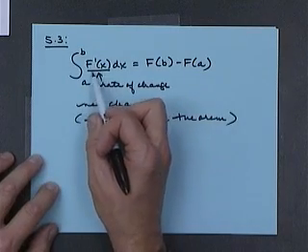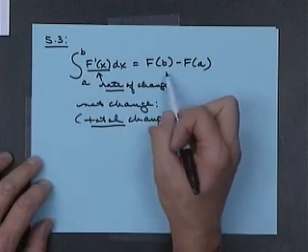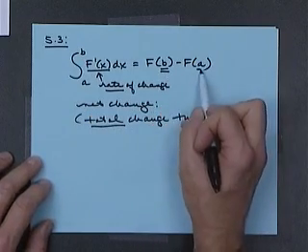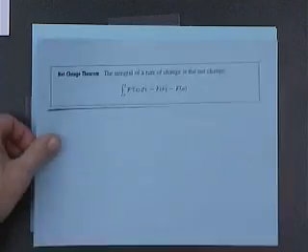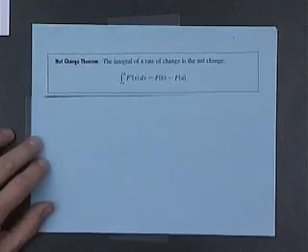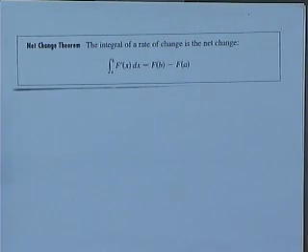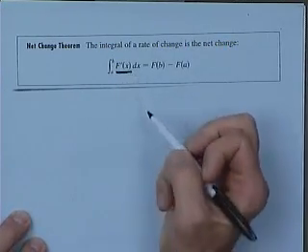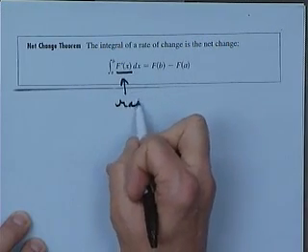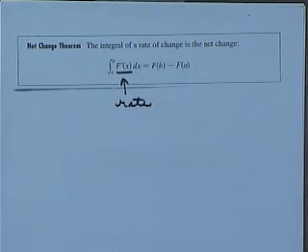But since it's a rate of change, we can start with a rate of change and end up with the total change that you undergo from B to A, whatever B and A happen to be in that particular problem. So in your book, you'll see the net change theorem, or total change as you go from point A to point B, is exactly what I just did. And the reason is because that's a rate of change. When you anti-differentiate a rate of change, you have the total change.